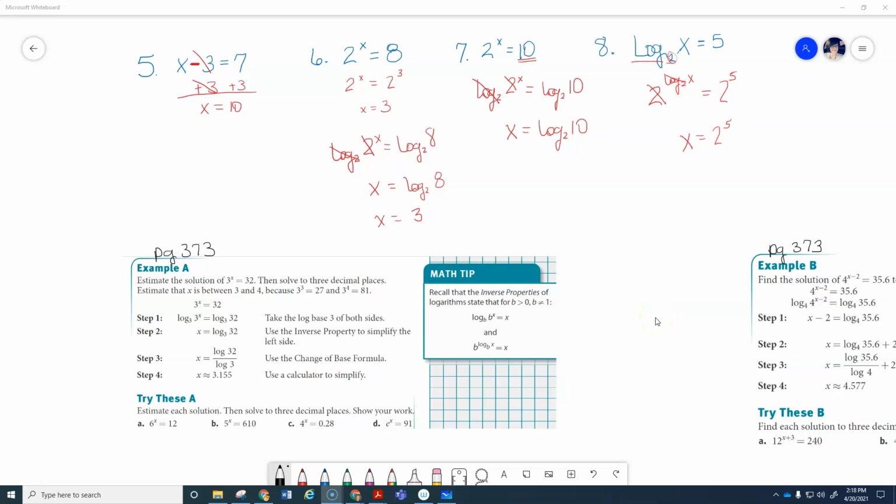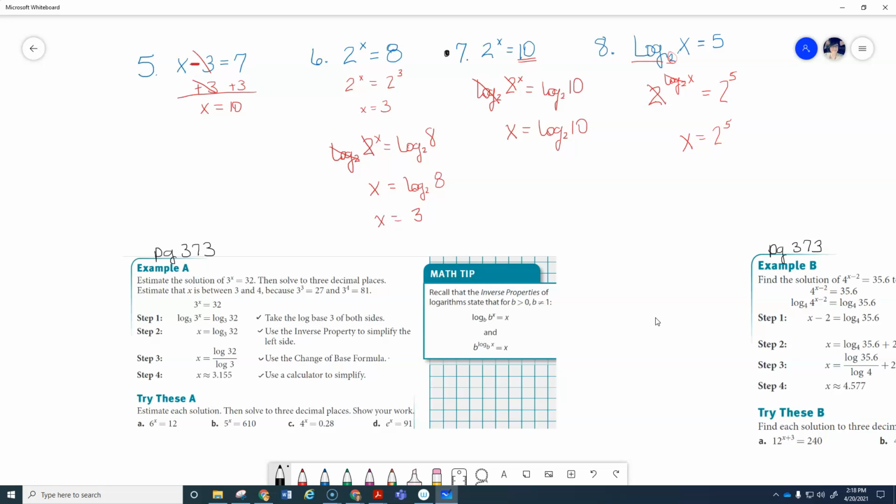So problems in your Springboard book that are similar to problem number 7, like I worked up here, you can find those on page 373, and I wanted to talk to you for a minute about the steps that they have listed here, especially this one where they use the change of base.